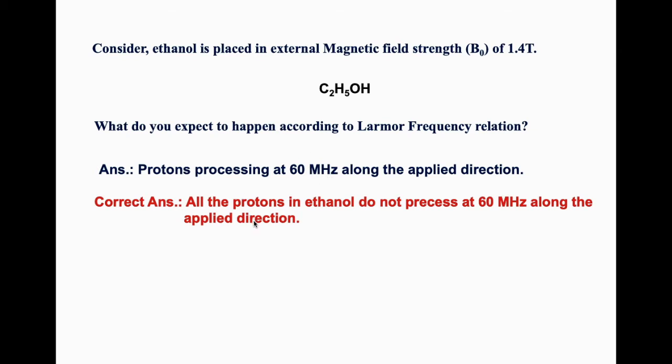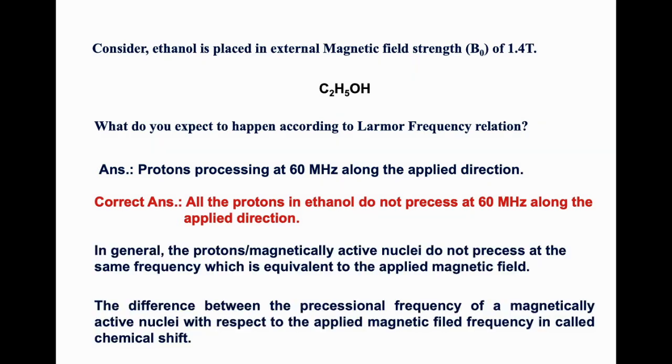The point I want to make here is that the protons in the ethanol molecule do not precess at the applied field frequency. Let me generalize this point. I have explained this with ethanol, but in general, whatever molecule you may think of, or are interested in measuring the chemical shift for, this generally happens. All the protons or any magnetically active nuclei do not precess at the same frequency which is equivalent to the applied magnetic field, and the difference between the precessional frequency of a magnetically active nucleus with respect to the applied magnetic field frequency is generally known as the chemical shift in NMR.